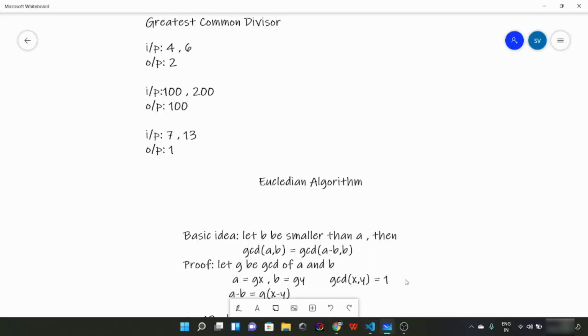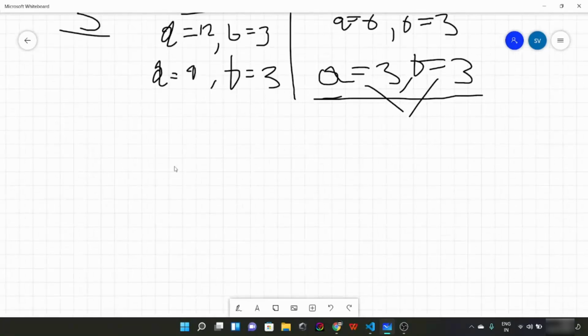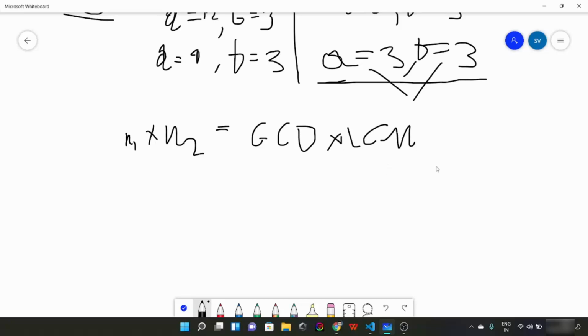Alright. Now from the Euclidean algorithm, you can also find LCM. You must be wondering how. Alright, so recall that you have read a formula somewhere, that the multiplication of two numbers is equal to GCD cross LCM, right? Now what is LCM? LCM is the least common multiple, meaning the least number which is a multiple of both of the numbers, alright?